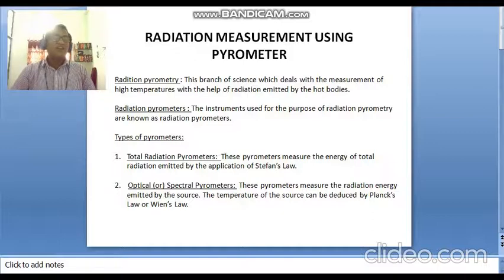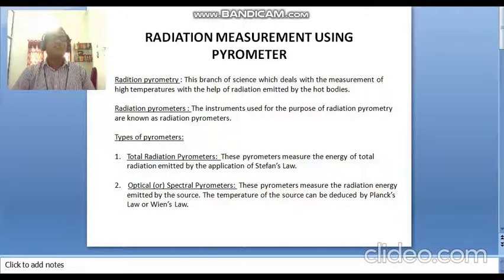So these radiation pyrometers are classified into two types. One is the total radiation pyrometer and the second one is the optical or spectral pyrometer. In the previous class, we discussed optical or spectral pyrometers with a schematic diagram, and we discussed the advantages of that pyrometer. Now, in this video, I am explaining Féry's total radiation pyrometer.